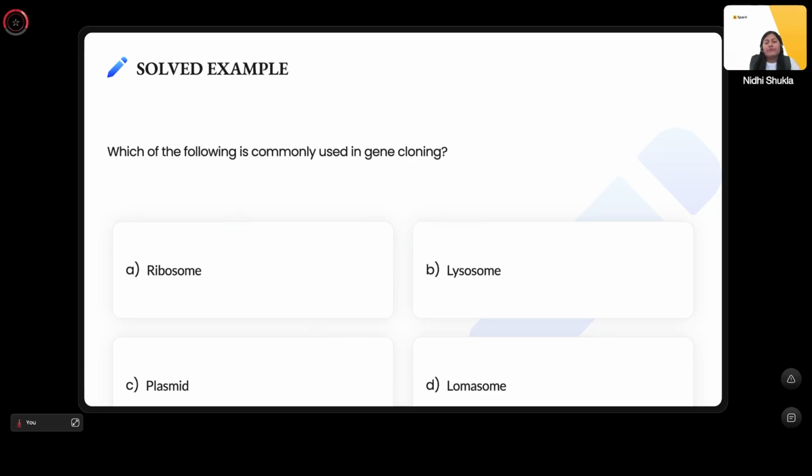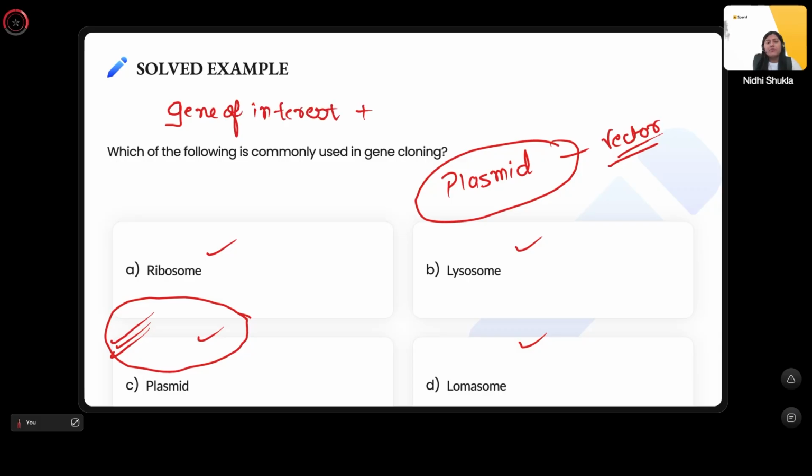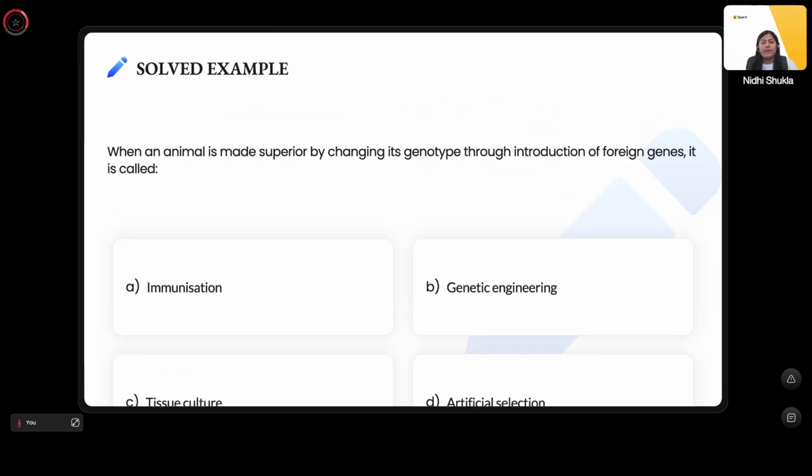Next question. Which of the following is commonly used in gene cloning? Ribosome, lysosome, lomosome, or plasmid? So, the right answer is going to be plasmid. Why is the right answer plasmid? Because plasmid, as you know, is a very commonly used vector. In our previous question, we were discussing that gene of interest plus vector makes your recombinant DNA, and a very commonly used vector is plasmid. Okay, so plasmid is used as a vector and therefore it helps in the process of gene cloning.